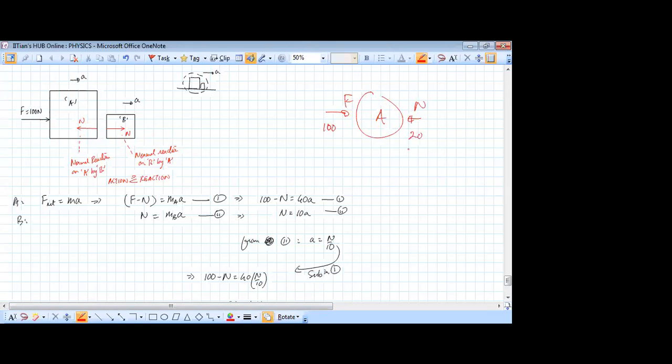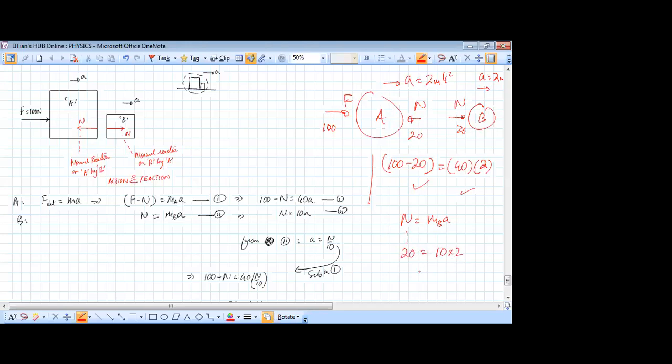This is 20 Newtons. Okay, so you can see 100 minus 20 is equal to the mass of A, which was 40 kg, into the acceleration, which was coming out to be 2 meters per second square. You can see left hand side is equal to right hand side. Whereas on B, what is happening? There is only a force of N equal to 20 Newtons acting, and that is creating an acceleration of 2 meters per second square. So N is equal to mass of B into acceleration. So 20 Newtons is equal to mass of B, which was 10, into 2. So it's again LHS is equal to RHS. So this verifies that what we have calculated is correct.